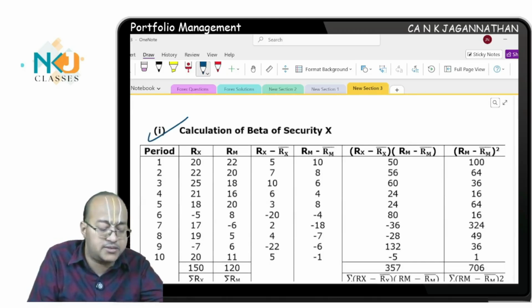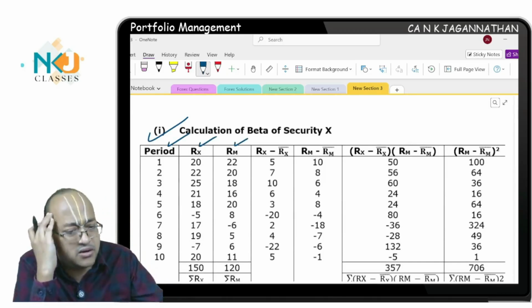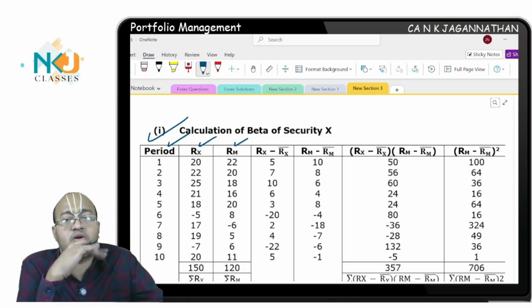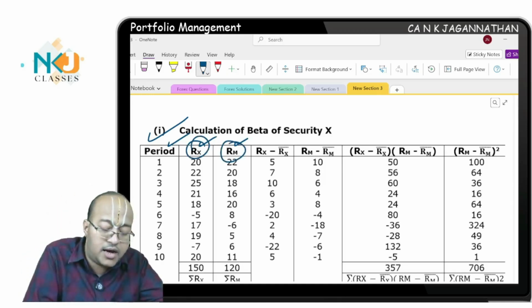See, the calculation of beta is simple. Okay, period, return of the security RS, which we already learned. Return of the security and X bar, X minus X bar, all these things we learned. Correct? S minus S bar, X minus X bar, return of the security RX, RM, return of the market. Okay, Rx minus Rx bar, RM minus RM bar.